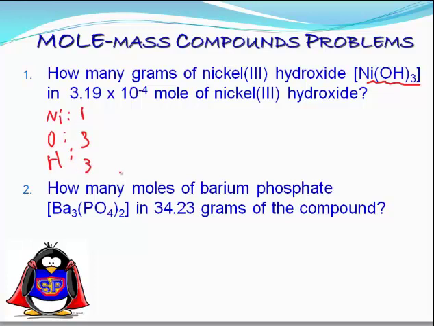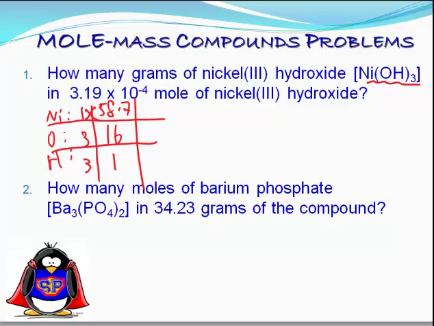Remember, the number outside the parenthesis indicates how many of the entity defined by the parenthesis will appear again and again. So we listed it out here, and let's take a look at the molar mass for each element. For nickel it is 58.7 grams per mole. For oxygen it is 16, hydrogen is 1.